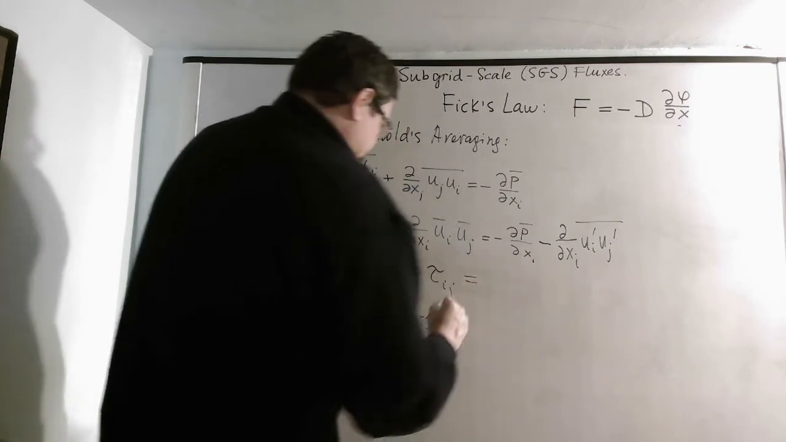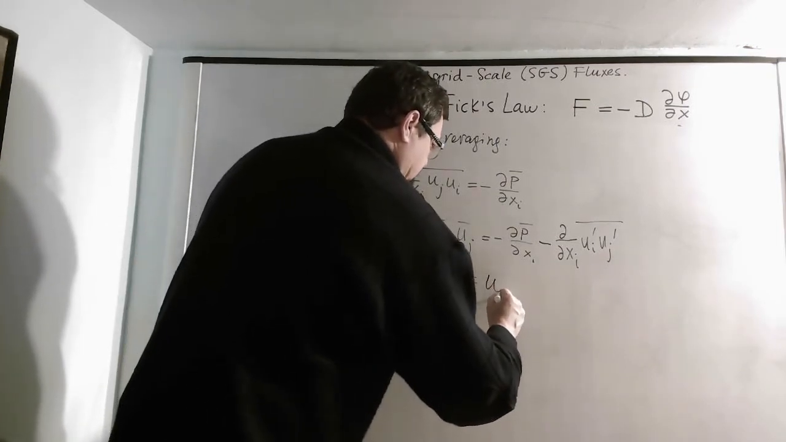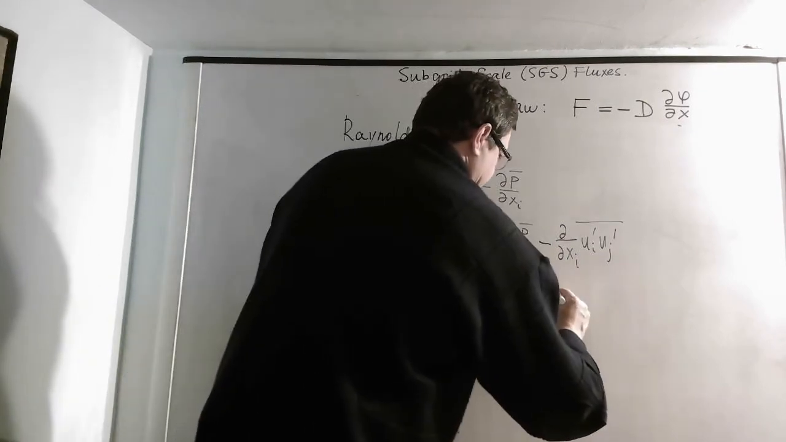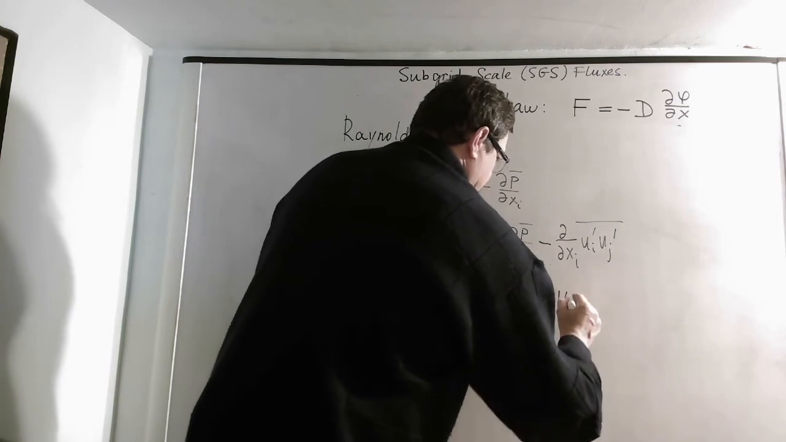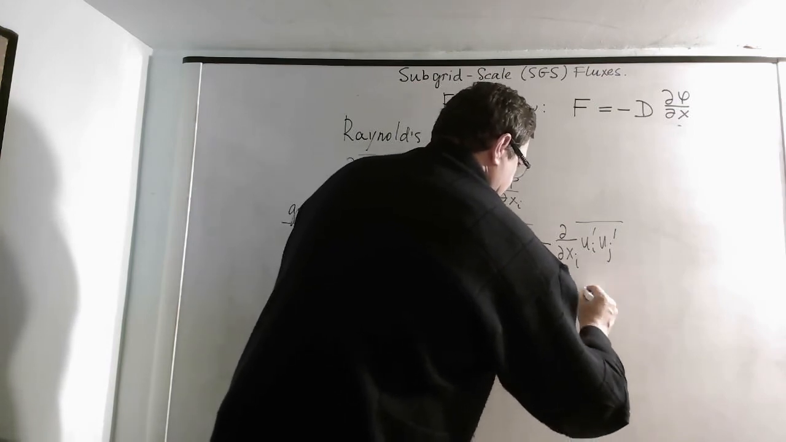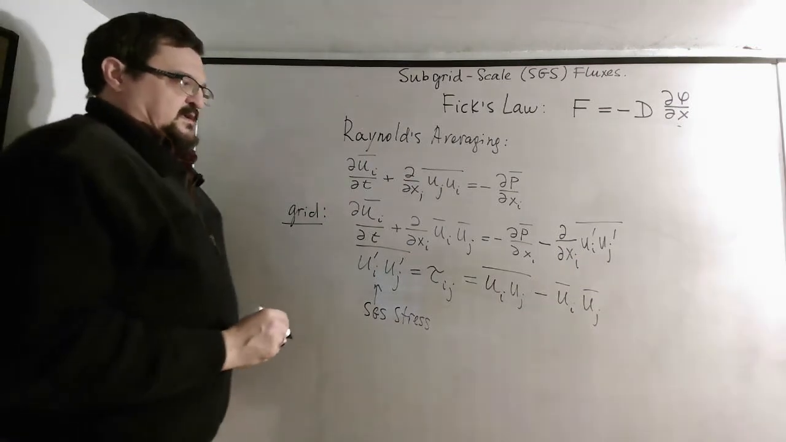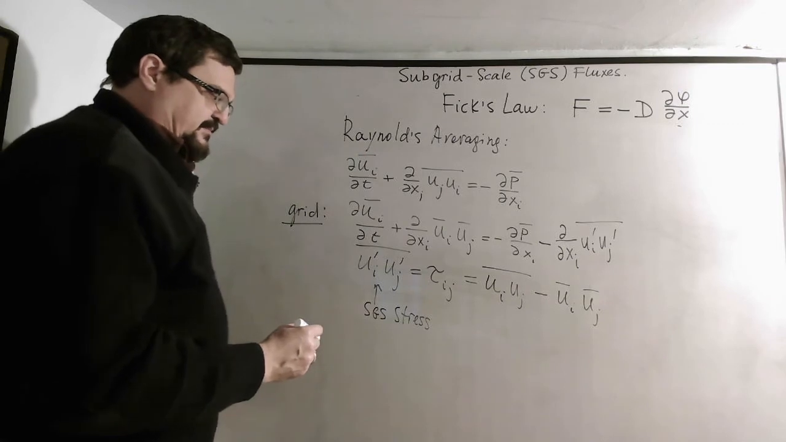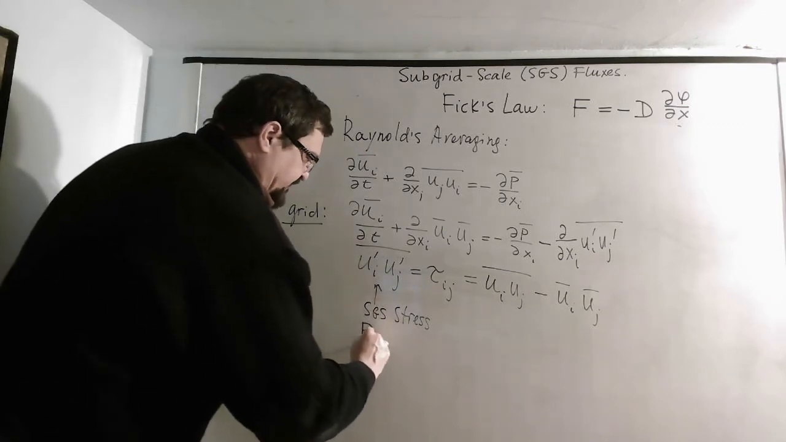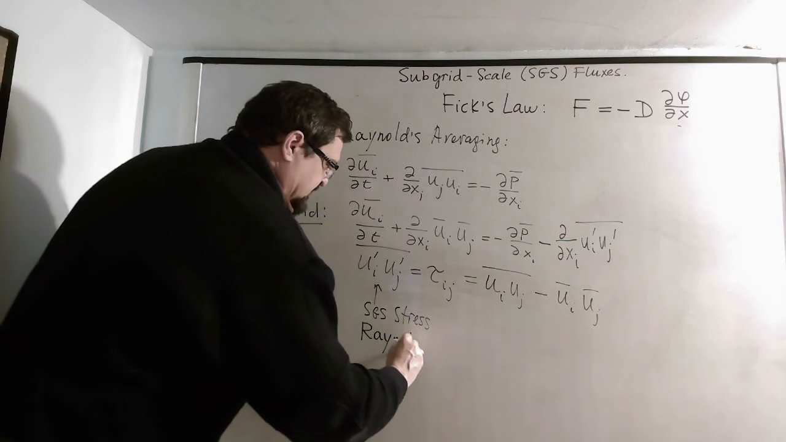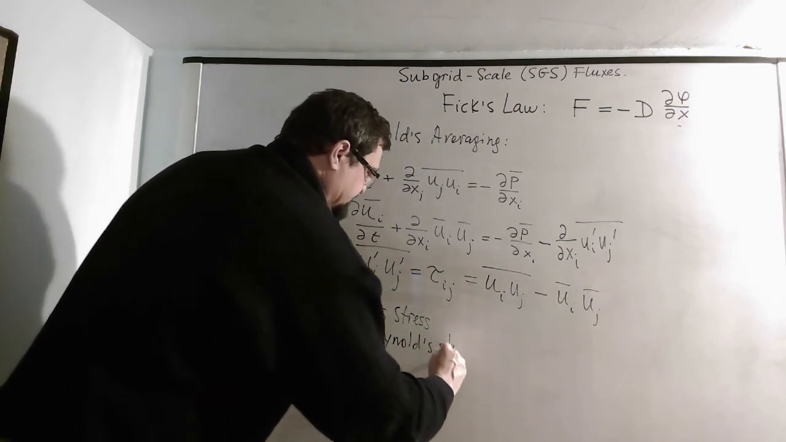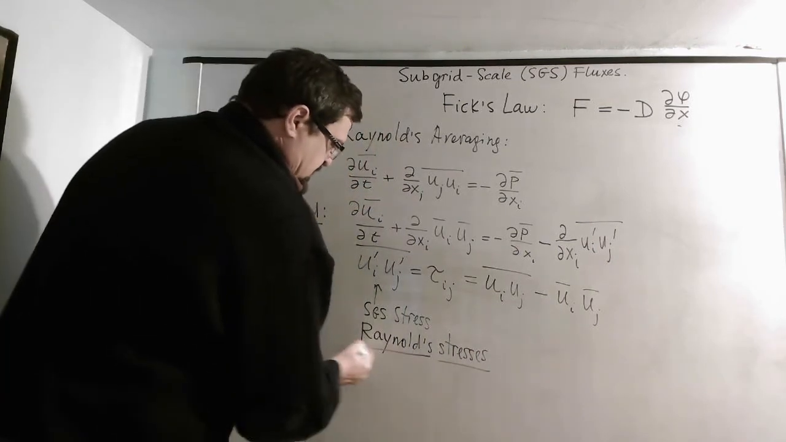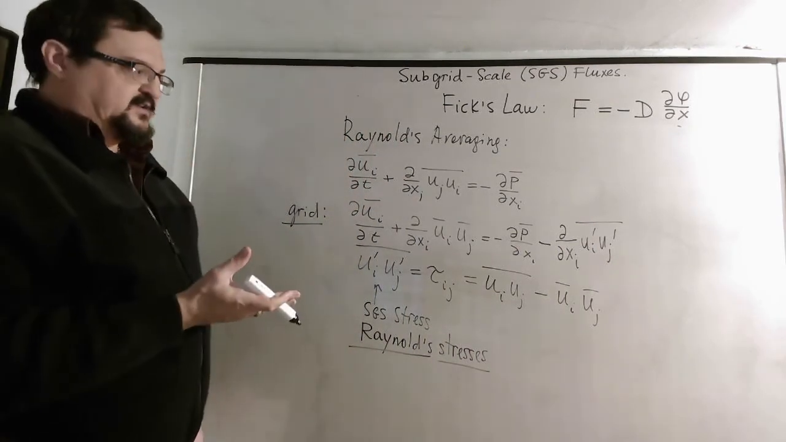And it equals the average of u_i u_j minus the average of u_i times the average of u_j. So these fluxes are called subgrid scale stresses, or also Reynolds stresses. So this procedure is called Reynolds averaging.